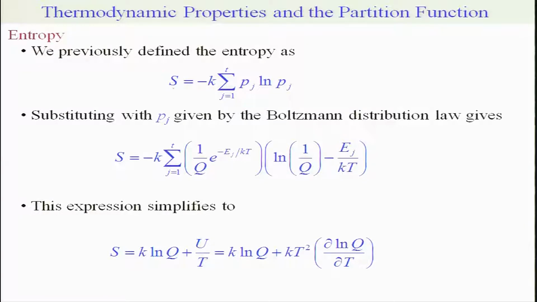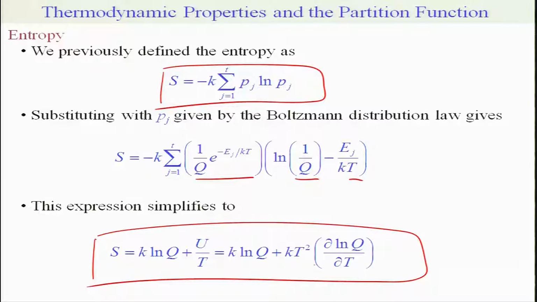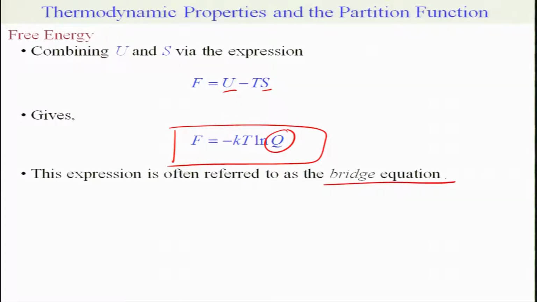Similarly, I can write entropy. You can plug in P here in this way, and this can be shown to follow this expression. Similarly, you can extend this exercise and show that F is nothing but minus kT ln q, which relates the free energy to the macroscopic property of the partition function, and is sometimes called the bridge equation.